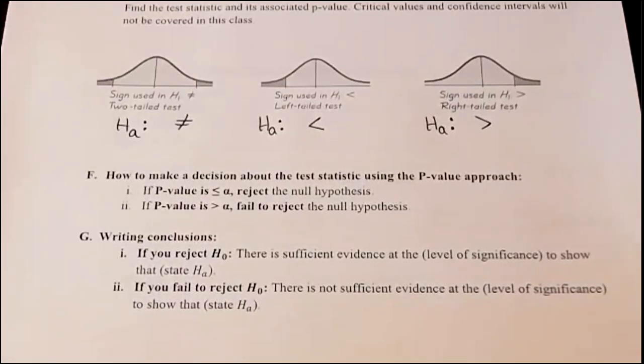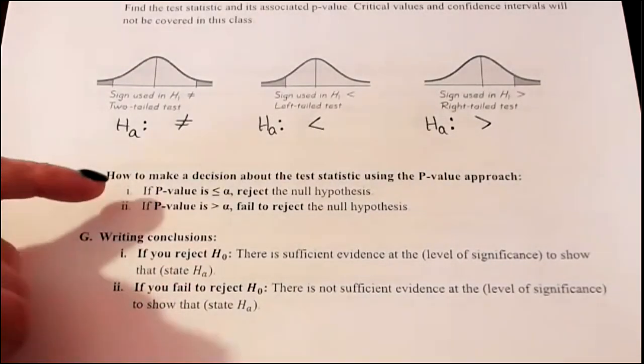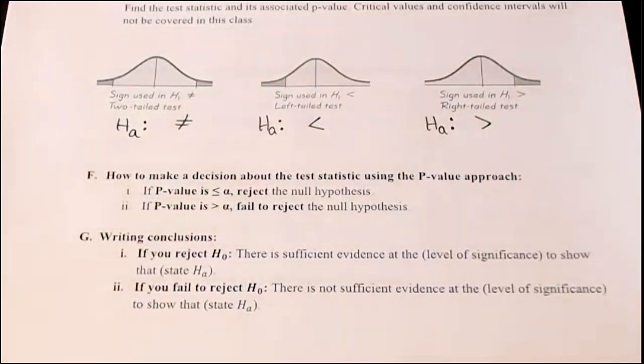We've already discussed that if the p is low, the null must go. So here we have it reiterated. If the p-value is less than or equal to alpha, reject the null hypothesis. If the p-value is greater than alpha, then you fail to reject the null hypothesis. You essentially don't have enough evidence.